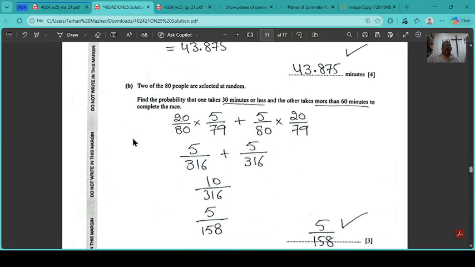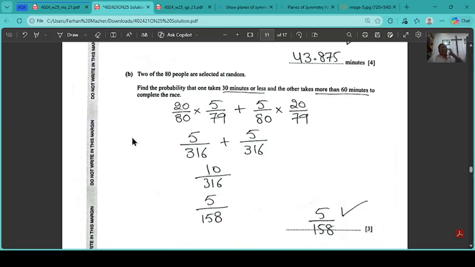The total people there are 80. The people who took less than 30 minutes are 20, and the people who took more than 60 minutes are 5. So you will have 20 by 80 multiplied by 5 by 79, plus 5 by 80 multiplied by 20 by 79. The reason is, first of all, the person who took less than 30 minutes is selected, and then the person who took more than 60 minutes is selected. Or it can happen that the person who took more than 60 minutes comes first, and in the second position you have the person who took less than 30 minutes. So that's why we have this term and this term.